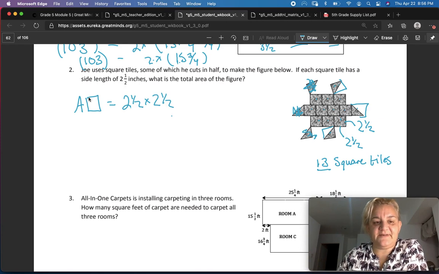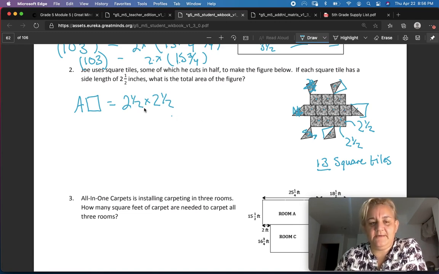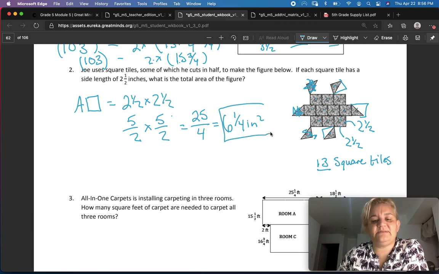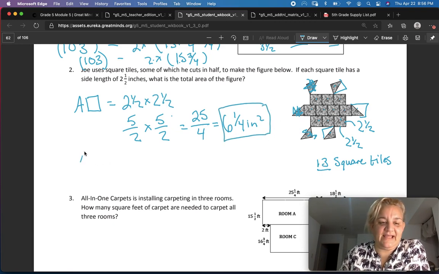Anyway, okay, so let's find the area of the square tile. 2 times 2, you know what? I always use the distributive property, and I know some of you like the improper fractions, so let's do improper fractions with this one, okay? 2 times 2 is 4, plus 1 is 5. And 2 times 2 is 4, plus 1 is 5. So our area is 25 fourths, which would equal 6 1/4 inches squared. Now that is for one of those squares, but there are 13, so now we need to find the area of the figure, okay?